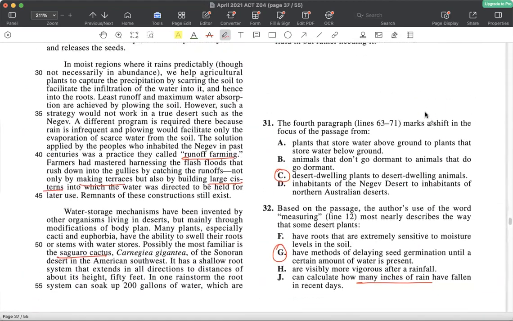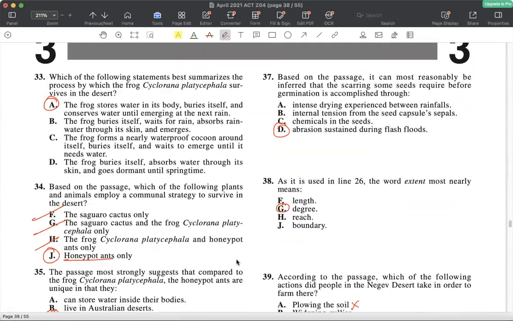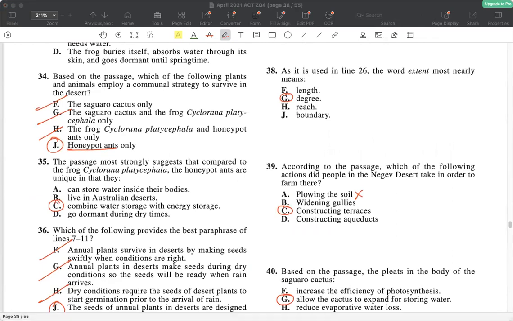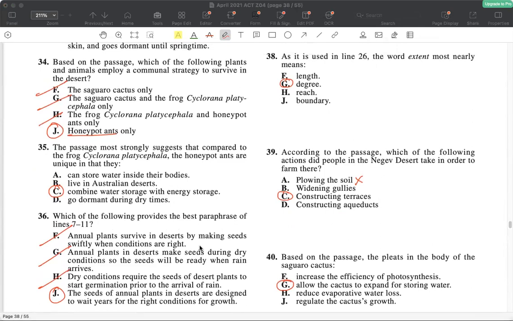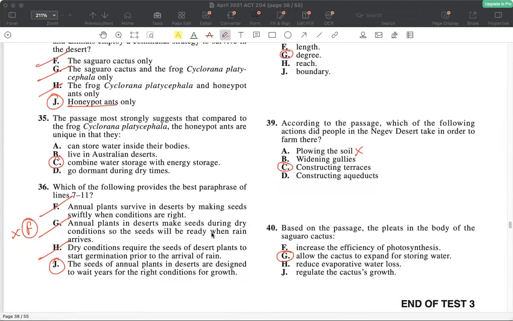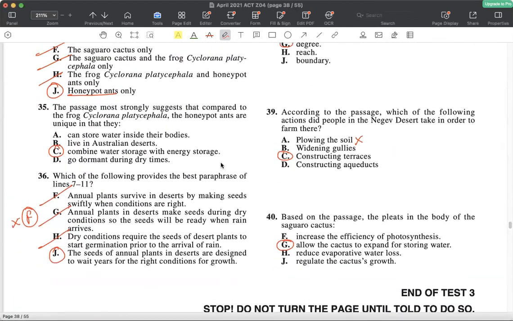Okay, so that was the last reading passage. Let's grade it. 31 to 40. One second. CGAJC. 36, FDGCG. 36 is F. Okay, 36 is F, so we got this wrong. DGCG. Okay. I actually cancelled F.